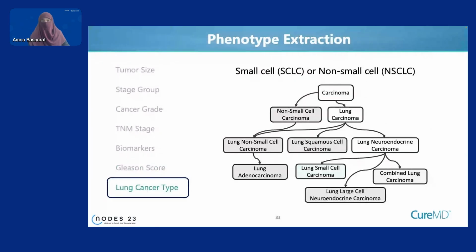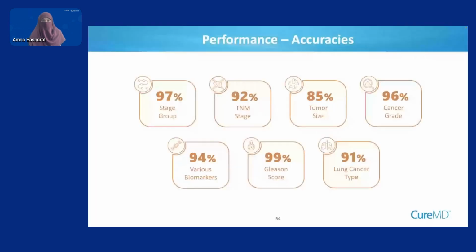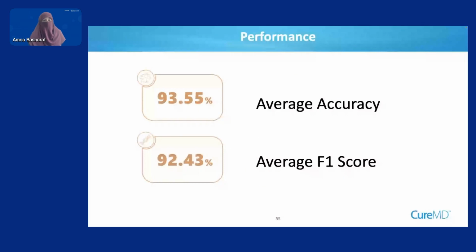Last but not the least, there was also the cancer type. So in particular for the lung cancer. Initially we were focused on 5 cancer types, and all of this information was extracted for these 5. In terms of the performance accuracies, we were able to achieve significantly substantial accuracies for all of these, and this was the overall average accuracy in the F1 scores, around 93% or 92%.